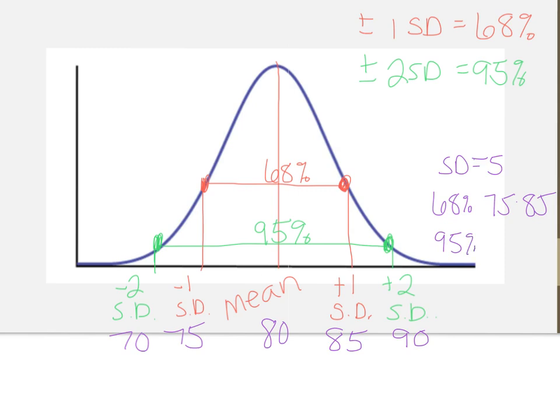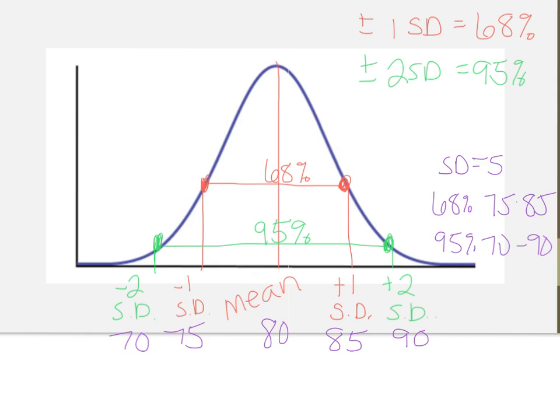95% of my students scored between a 70 and a 90. Okay, scored somewhere in here. So you're going to get a lot of questions about a graph like this. Don't be scared if questions start to arise that only ask for 1 standard deviation above or 1 standard deviation below. It's okay. The mean splits all of these values in half.